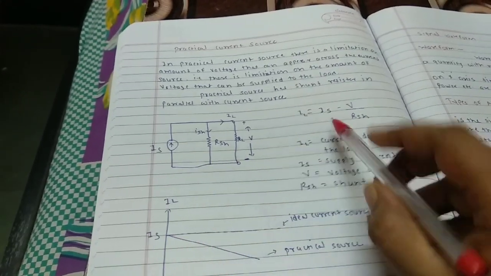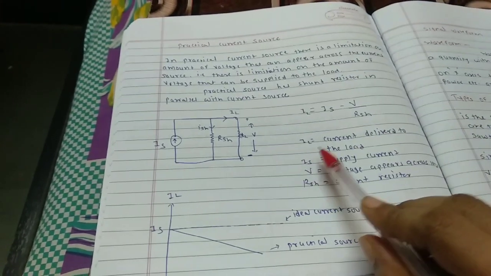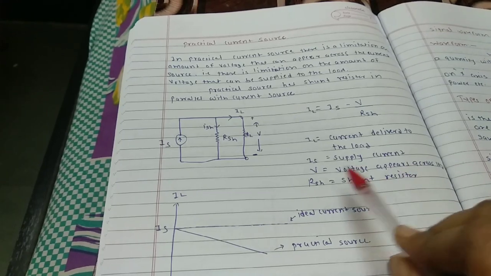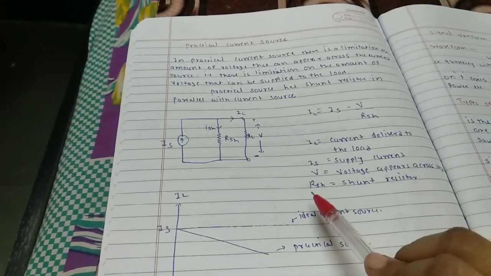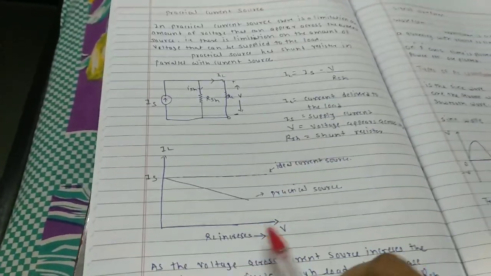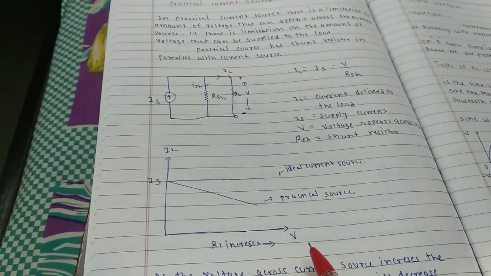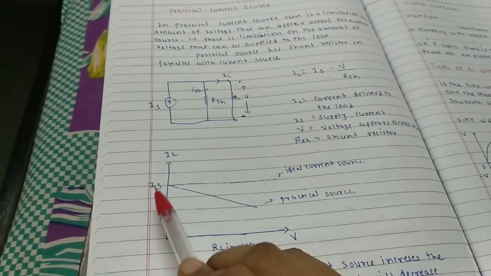So IL is equal to IS minus V upon RSH, where IL is the current delivered to the load, IS is the supply current, V is the voltage that appears across the load, and RSH is the shunt resistor. So let's see the graph. This is the graph of IL versus V, and this is your current source IS.